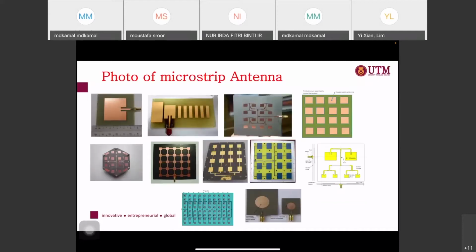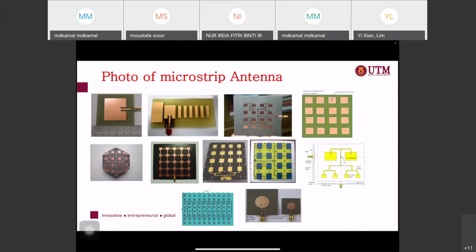Structures that we have. What happened? Okay, so this is the example of the microstrip that we have here. This is just a photo. We can have just a single element. As you can see, this is a single element. The single element is just one structure here, as you can see.